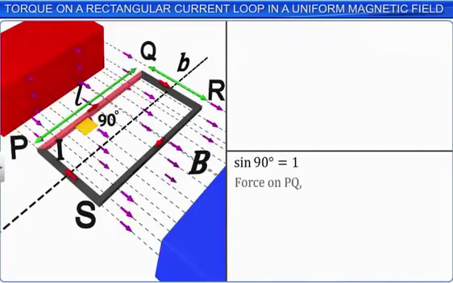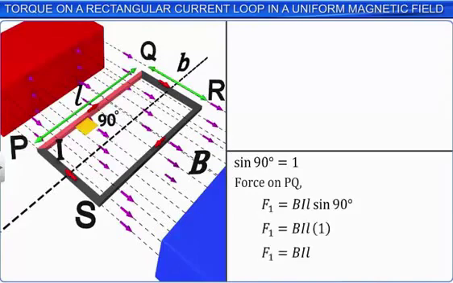Hence, the magnitude of the force acting on the arm PQ of the rectangular loop due to the magnetic induction B is F1 is equal to BIL sin 90, which is equal to BIL, where L is the length of the arm PQ. Let this be equation 1. Here, the direction of the force is determined by using Fleming's left-hand rule.